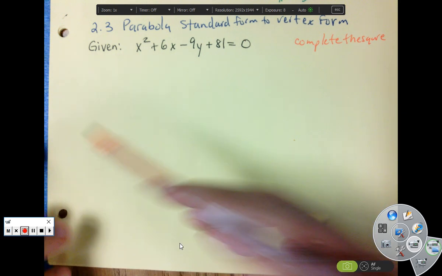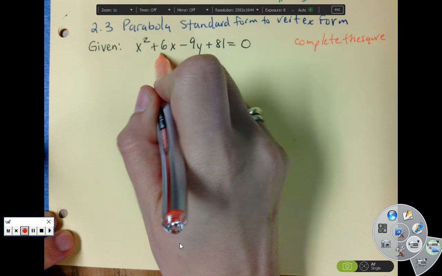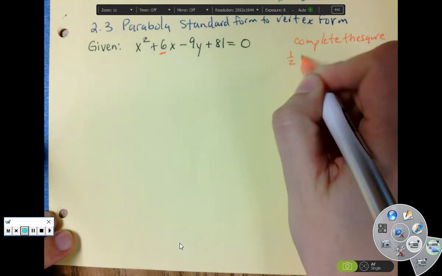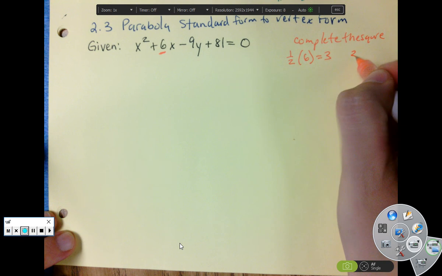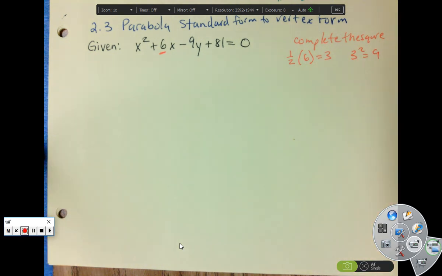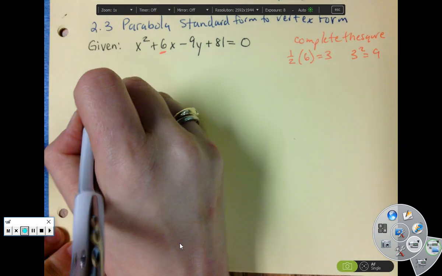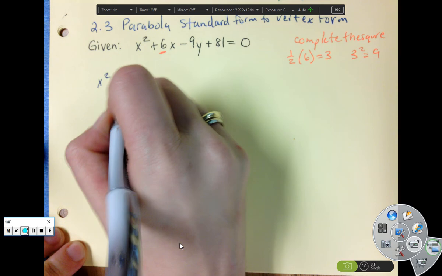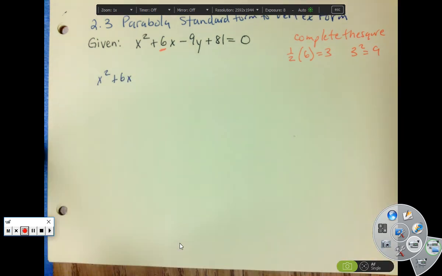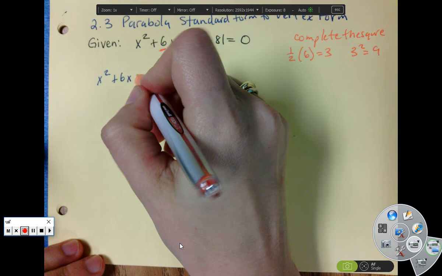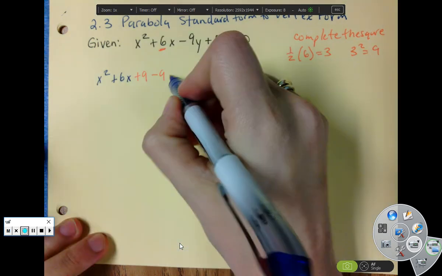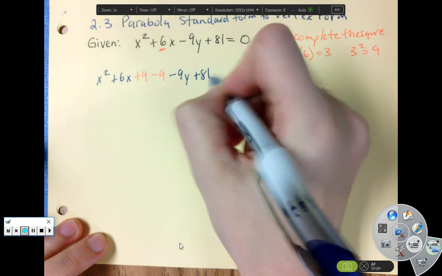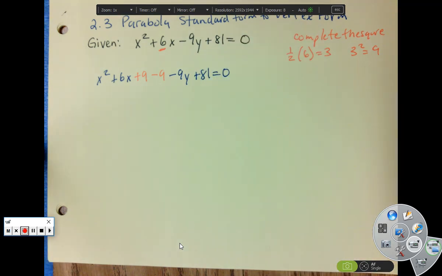So, how do I complete the square? I look at my coefficient in front of x. I always take half of it. So half of 6 is 3, and then 3 squared is 9. That's important because that's what we're going to add to our equation. So we're going to have x squared plus 6x, and here is when I add my 9 and subtract my 9. Then I just leave the negative 9y plus 81 equals 0. I didn't touch those, so leave them alone.